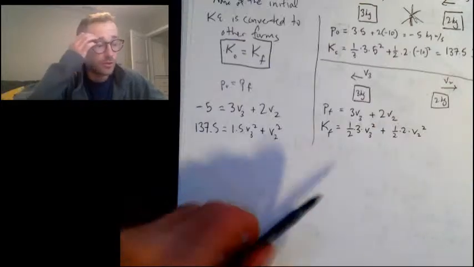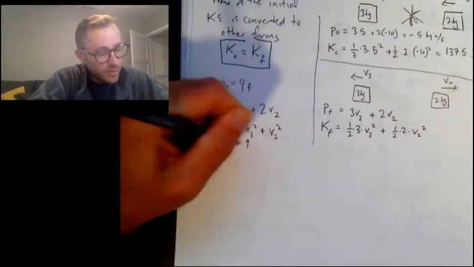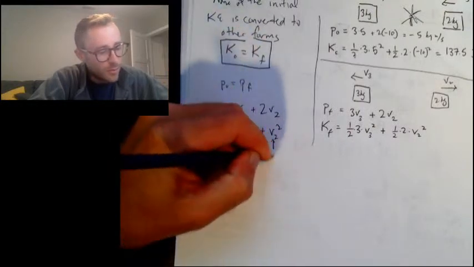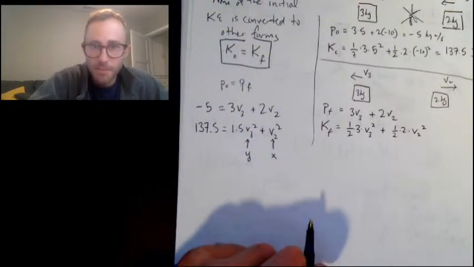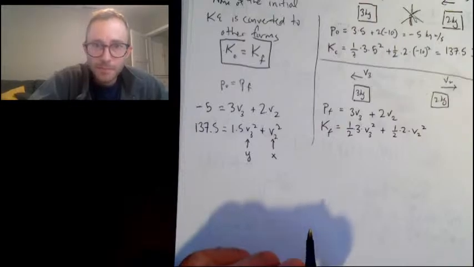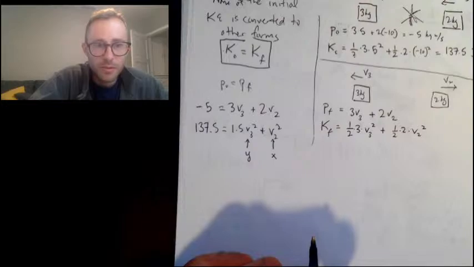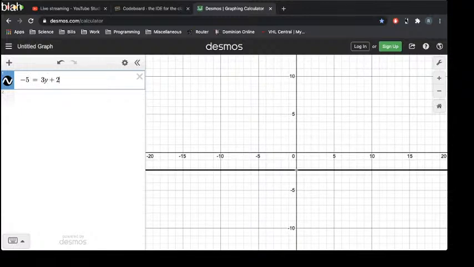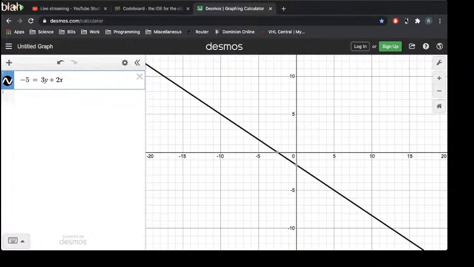As I use Desmos, I'm going to let V3 be represented by Y, and I'm going to let V2 be represented by X. So let me switch over to Desmos. First I'm going to write my momentum conservation equation: -5 equals 3 times Y plus 2 times X. So that is my momentum equation.